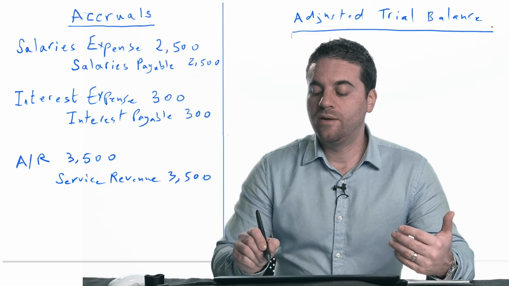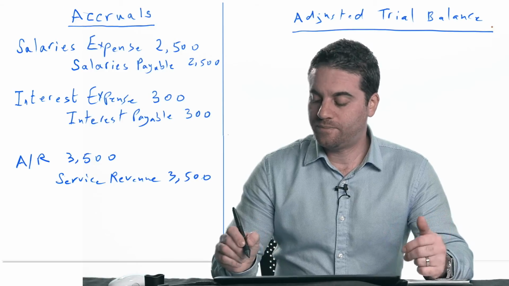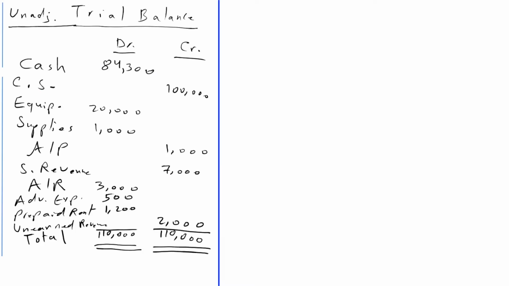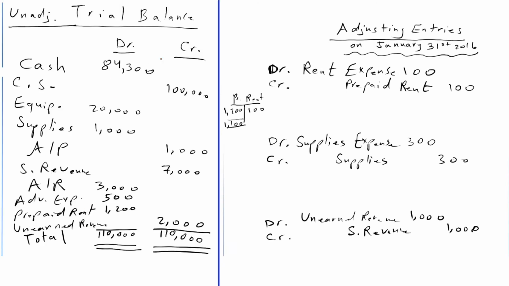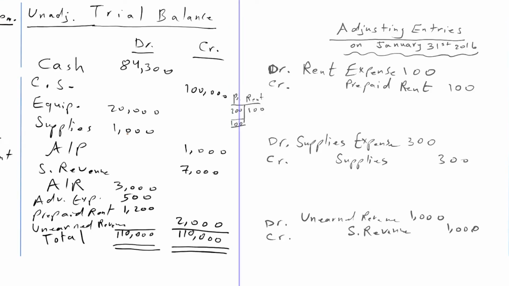Now, how do we prepare it? Where do we have to look? We need 2 resources to be able to prepare the adjusted trial balance. We need to go back to the unadjusted trial balance that we prepared in our previous video, as well as the adjusting entries that we recorded for deferrals and accruals. Now, we're going to reflect every transaction we recorded in our adjusting entries on the unadjusted trial balance, and we will come up with the adjusted trial balance.